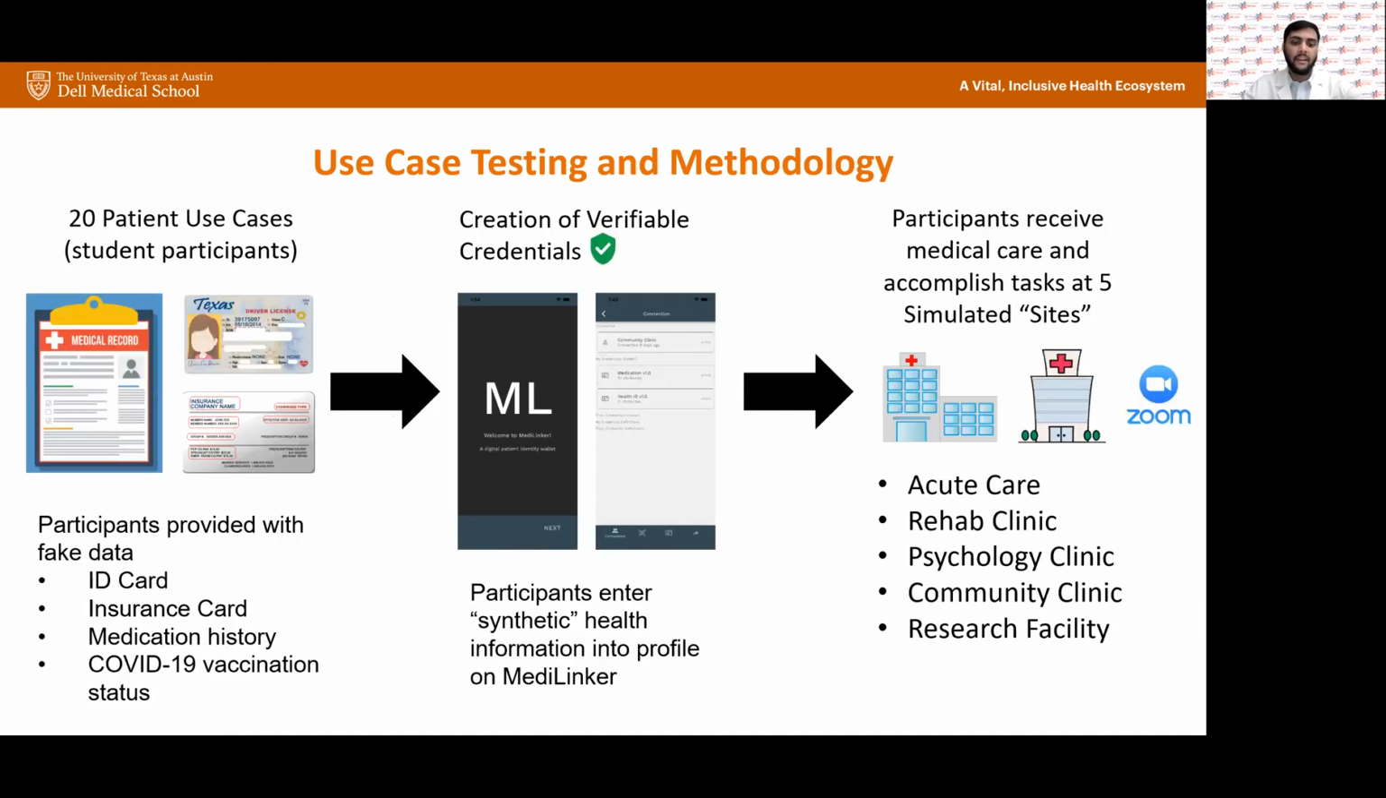We had 20 participants simulate 20 separate patient use cases at 4 different virtual clinic sites and a virtual research center over a 4-week period, all of which was conducted over Zoom. The patient use cases that the participants played out covered a wide range of patient backgrounds and ages with a diversity of medical needs. Each participant was provided with artificial healthcare data and was tasked with the creation of verifiable credentials that they had to use across the healthcare sites with MediLinker. Throughout the simulation, we measured the ability of MediLinker to complete various tasks and examined the accuracy of the healthcare data.